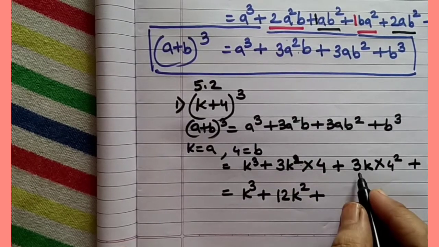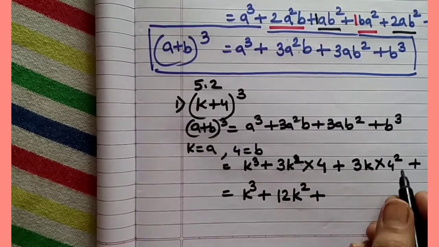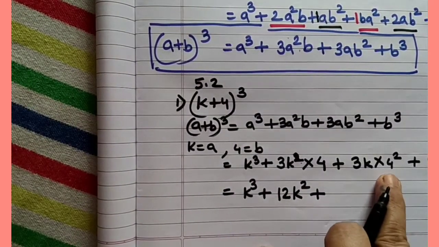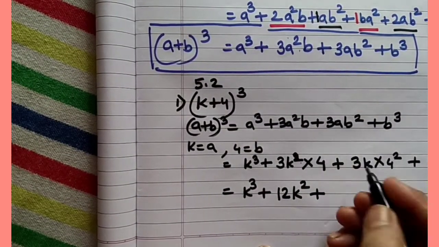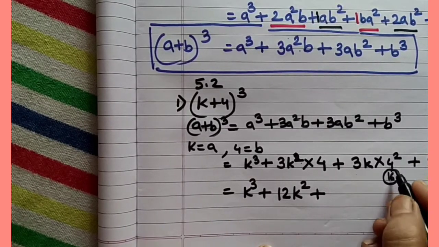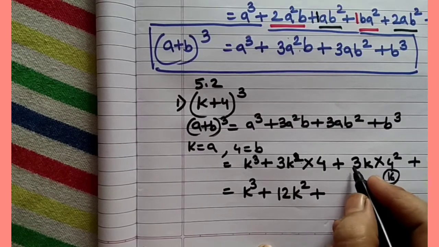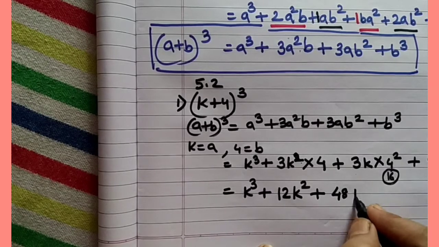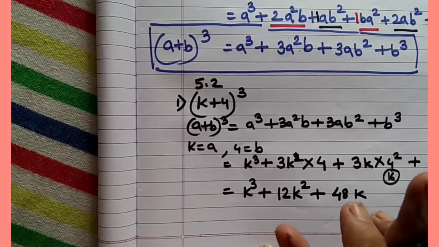Plus, now here there is 3 and this is 4 square. Now what is 4 square? 4 into 4, that is 16. So this will be 16 multiplied by 3. I'll just write here, this will be 16. Why? Because it is 4 square. So this will be 3 into 16, that will be 48, and k will remain as it is. There is only one k over here.